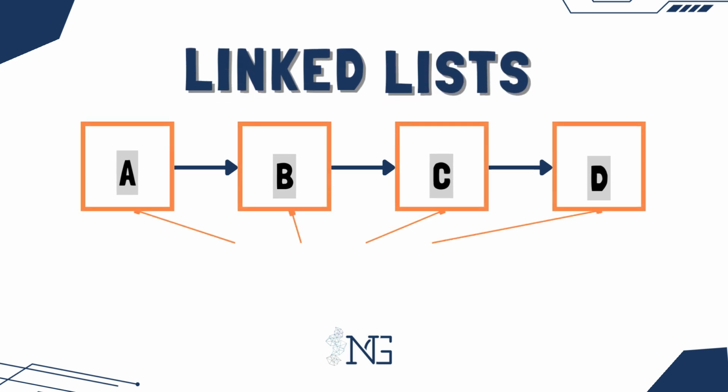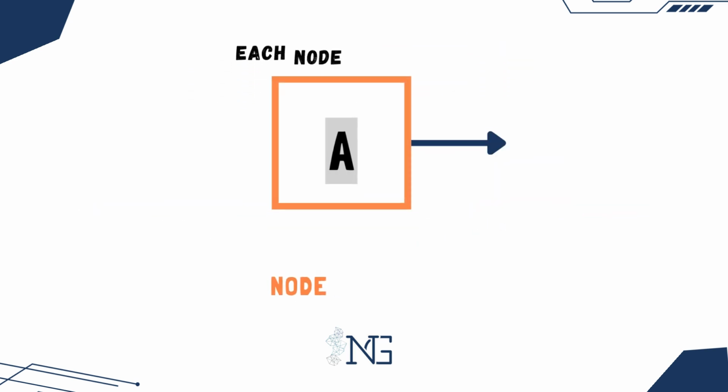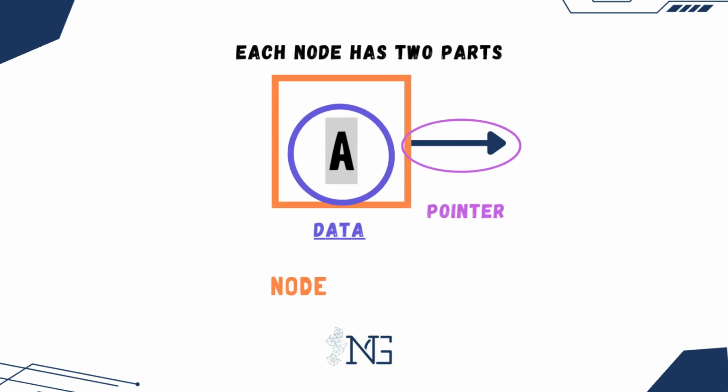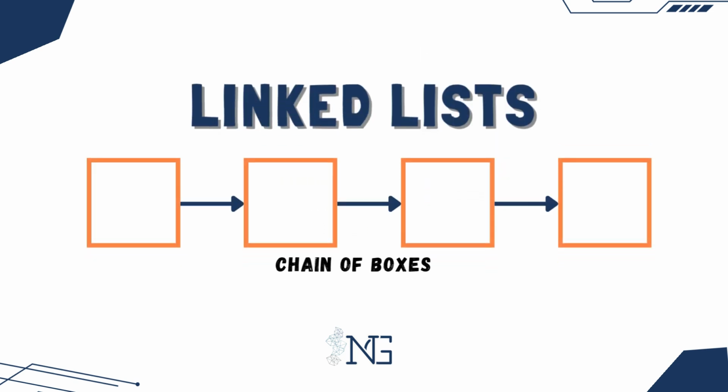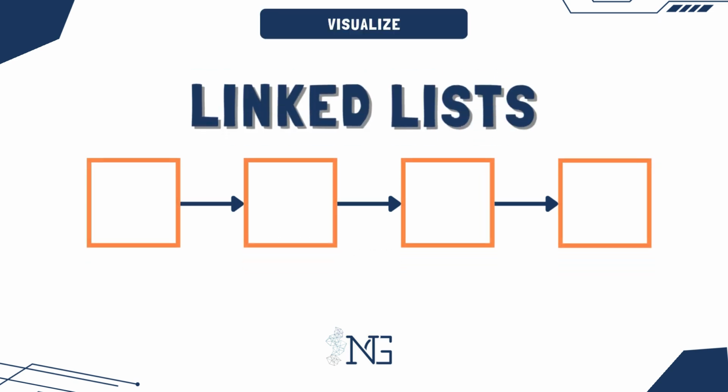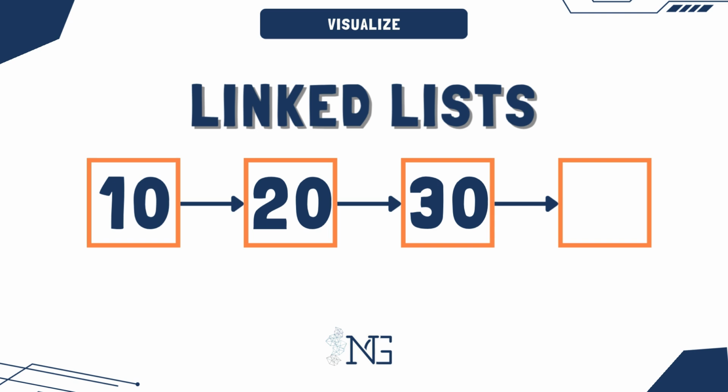Instead, each element is called a node, and each node has two parts, the data and the pointer to the next node. In simple words, a linked list is like a chain of boxes, where each box holds some data and a reference to the next box. Let's visualize it. Here, 10, 20, and 30 are the data. Next is a pointer to the next node. And the last node points to null, meaning the end of the list.